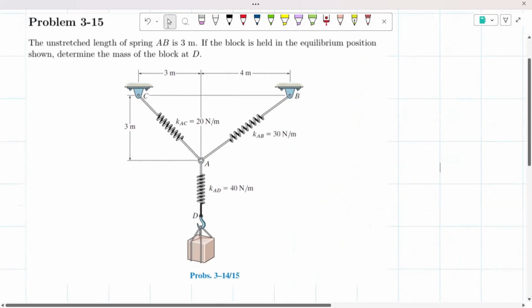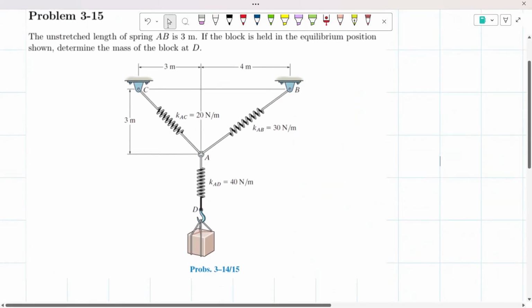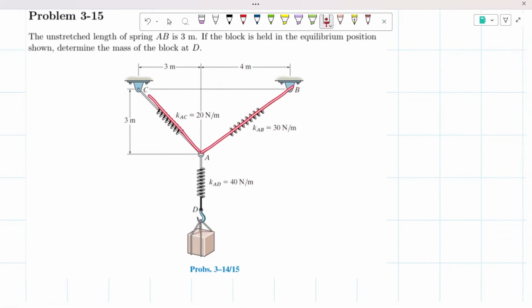So what's given to us is the three springs and their stiffness: spring AB, spring AC, and spring AD, and we're trying to solve for the mass of the block at D. We're also given some dimensions: 3 meters here, 3 meters here, and 4 meters here. To determine the mass of the block at D, we're going to determine the forces of each spring to then later determine the mass.